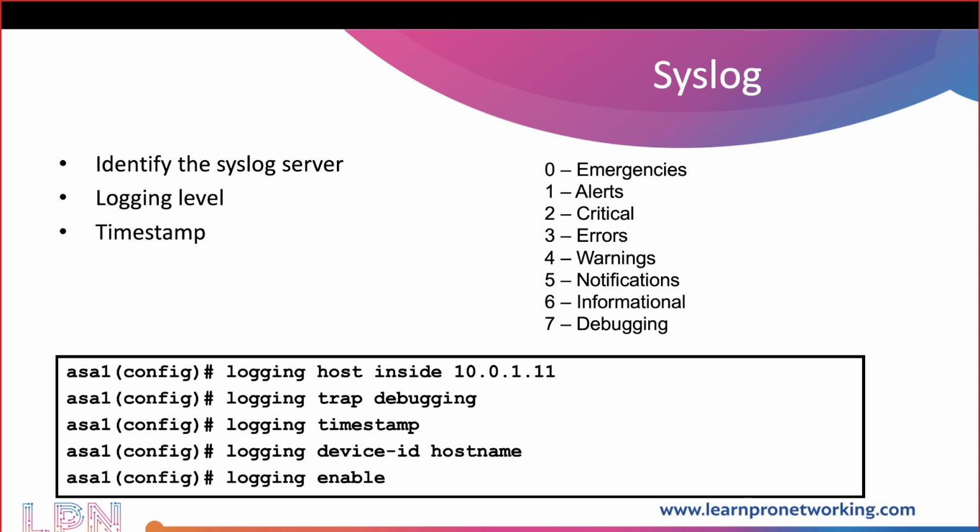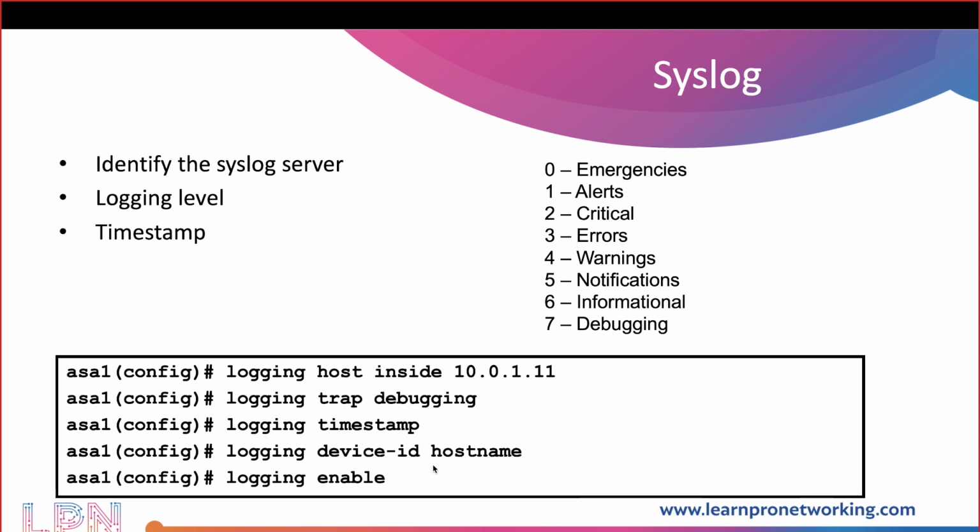Is this clear or not? Okay. And then you know what the logging timestamp is, and the logging device ID is the host name. When I'm sending the message, I need to identify myself. What would be my identification when I see that information on the log server? My host name. It could be an IP address, it could also be a host name. Normally it will be the host name.